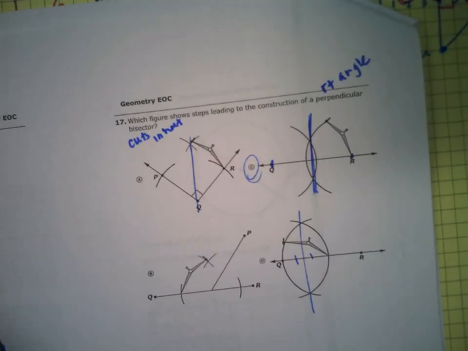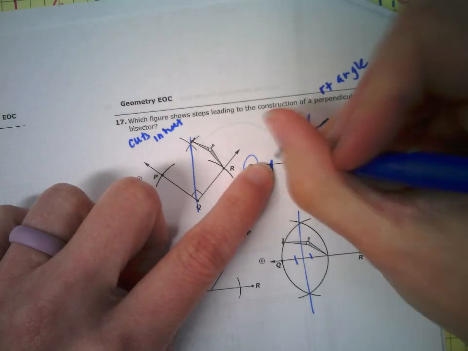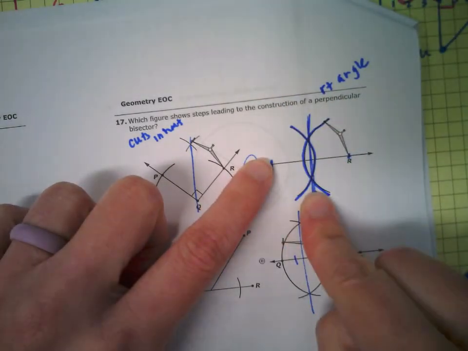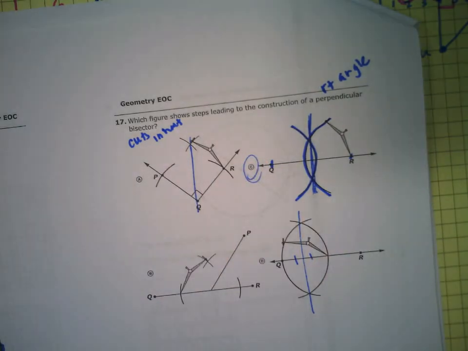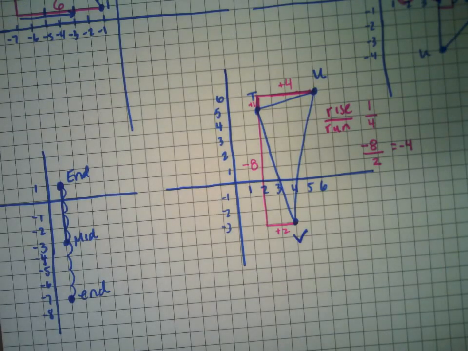When you make a perpendicular bisector, you want arcs coming from the ends. So this arc is coming from R. This arc would be if I flipped it around and came from Q. That's your perpendicular bisector. There's no other way to do this than to look at your construction steps. Okay, number 18.